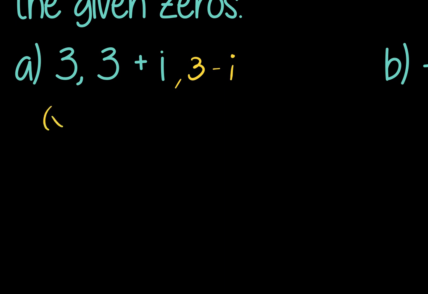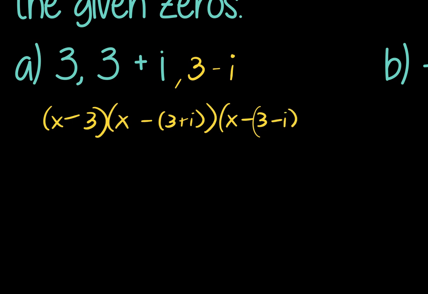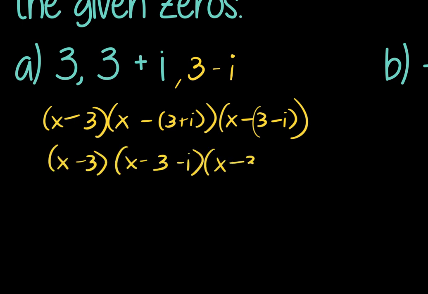Then I do x minus whatever's there. So x minus 3, x minus 3 plus i, x minus 3 minus i. As long as you remember to distribute that negative, you don't have to do that step and then this step, but be really careful with your signs. The sign on the real part, which in this case was a 3, should be the same. The sign on the imaginary part, which in this case is the i, is the one that should change.